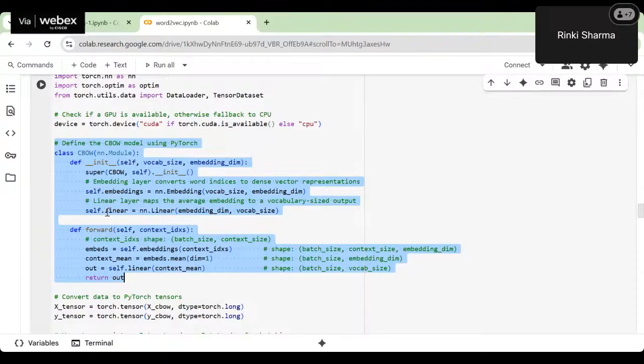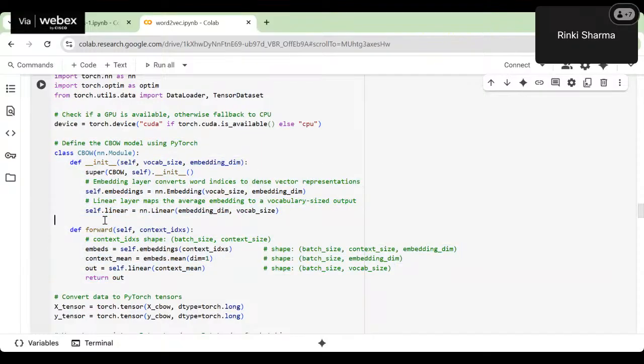In the forward layer, as in the CBOW model, we have context data as our reference data, and we want to predict our target data, that is the center word that lies between the context. So we are having more than one word in our input.